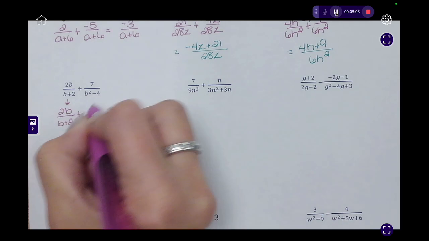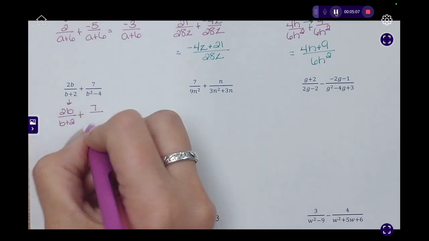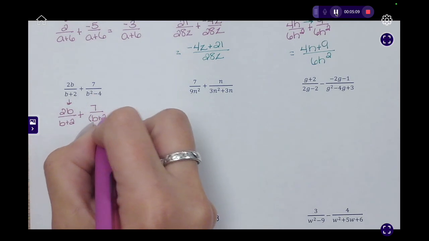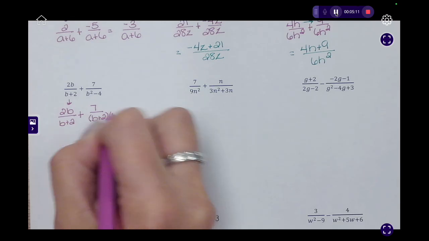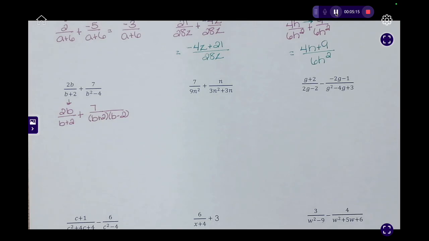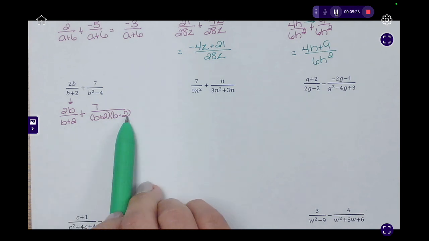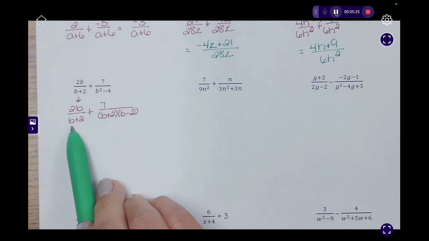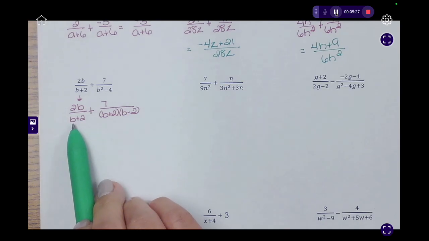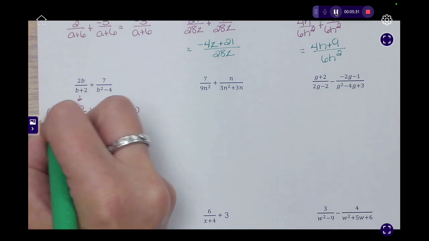I'm adding. So on this one, realize this is a difference of squares. I can factor this out. So this is a b plus 2 and a b minus 2. So that's the denominator on this side. Now looking at what I need as a least common denominator, figuring out what they have in common, realize they already both have a b plus 2. This one has a b minus 2 and this one doesn't. So that means I need to multiply this one by the b minus 2 to make them the same.